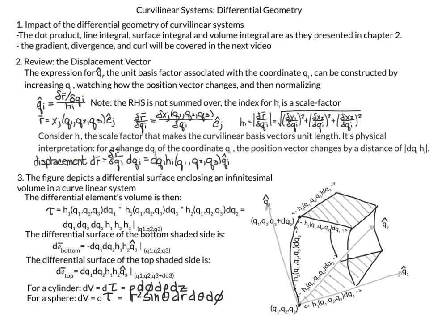Our first topic is the impact of differential geometry on curvilinear systems, and it's no more than these two statements. The dot product, line integral, surface integral, and volume integrals, as we did them in Chapter 2, remain the same. It's the gradient, divergence, and curl that will change, and those will be covered in our next video. The next topic is a quick review of the displacement vector.